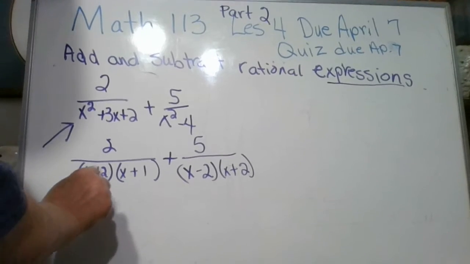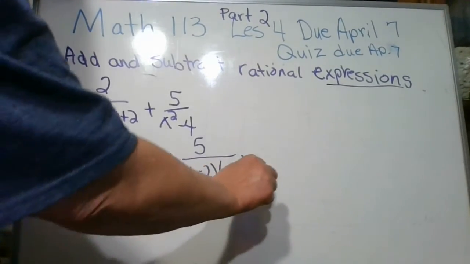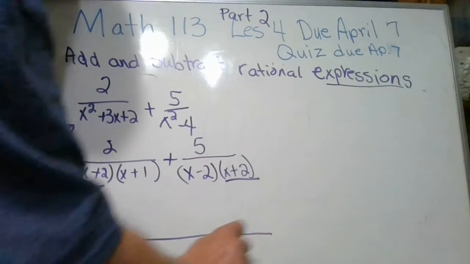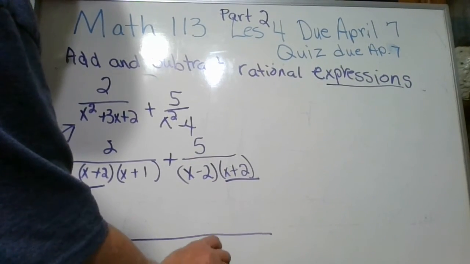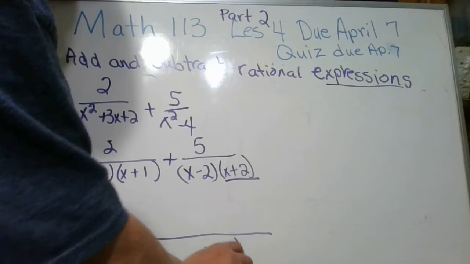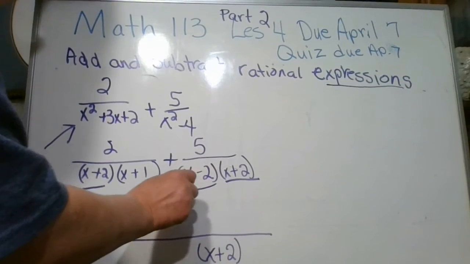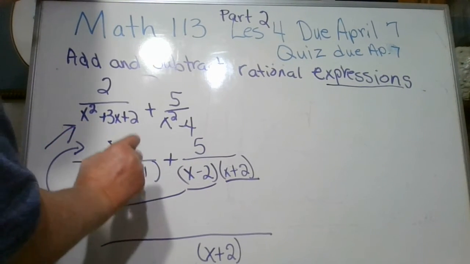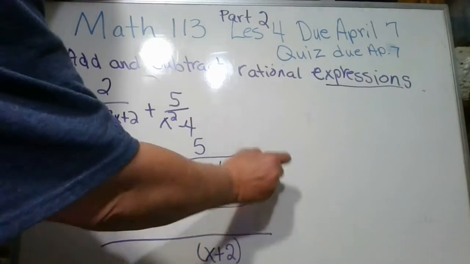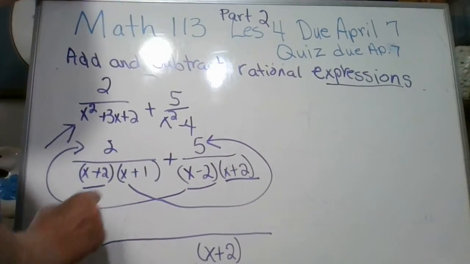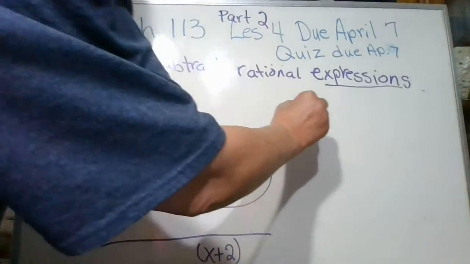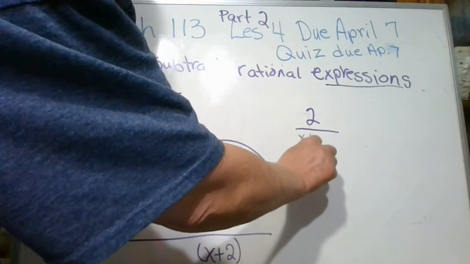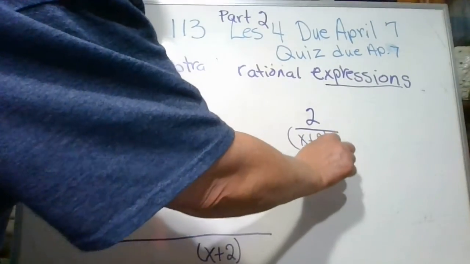So I notice here that I have an x plus 2 common to both of them. So that will be in my denominator. So I'm going to go ahead and put it down here. And I'm going to have to take this one and multiply it by 2 like we did a while ago. And I'm going to have to multiply this one by 5. So I'm going to have 2 over x plus 2 times x plus 1.